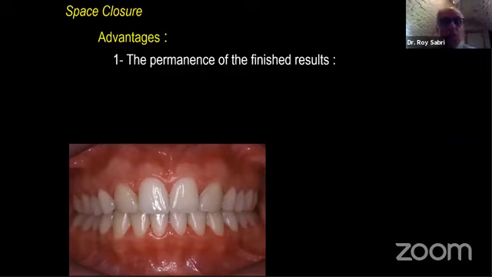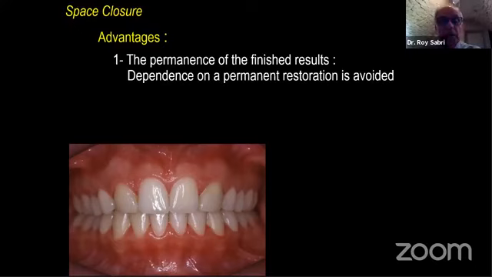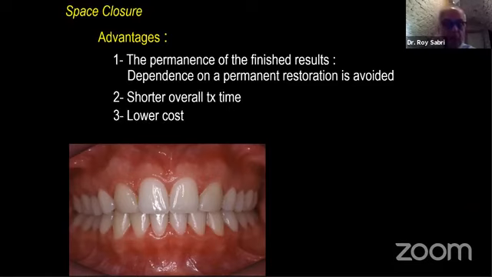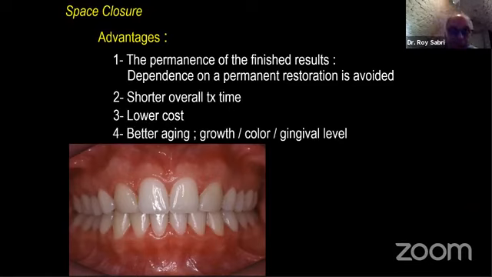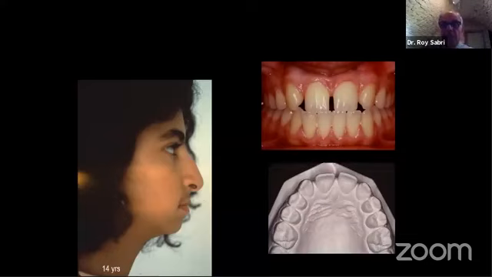Okay, so what are the advantages of space closure? The advantage is the permanence of the finished result. You don't depend on a permanent restoration. Once the treatment is finished, you're done. It's a shorter overall treatment, and it's lower cost. You don't have to go through the fees of implants, and it's better aging as far as color, as far as gingival level. And I give you this example of better aging.